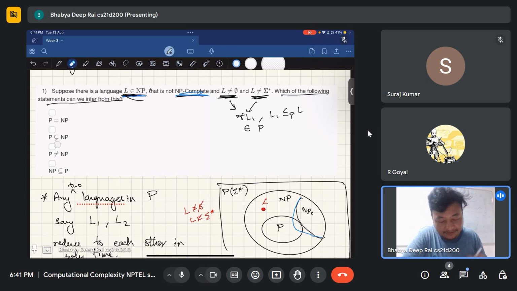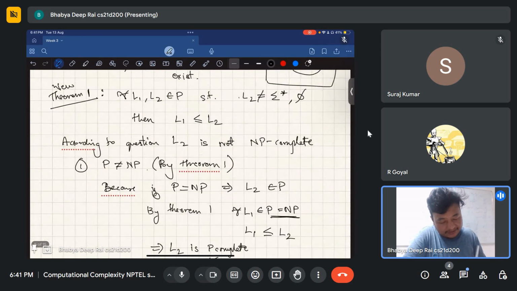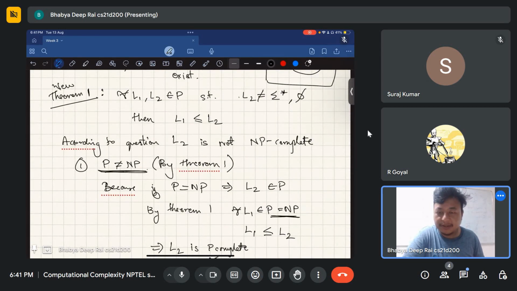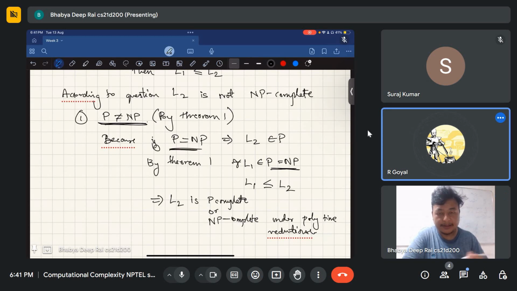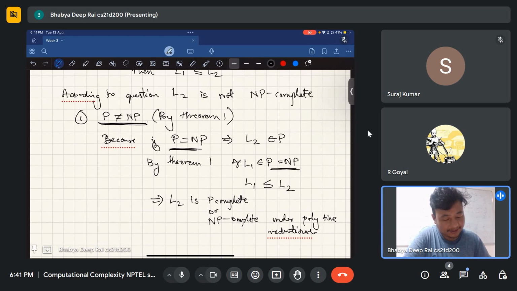First I'm claiming P is not equal to NP. Okay, I've written it here. Because I'm now doing proof by contradiction, I'll assume the opposite. Let's say P is equal to NP. Then what does it mean? Since my L2 is NP complete, it means it's in NP also. So L2 is in P because P equals NP.